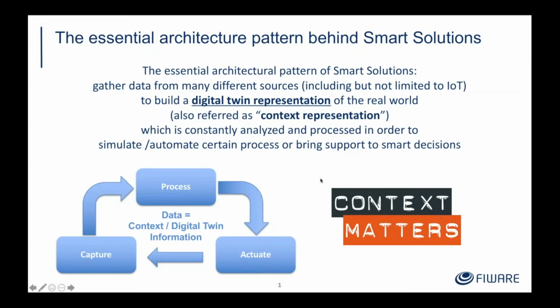And that is the fact that all of them are about gathering data from many different sources, including but not limited to Internet of Things, to build a digital twin representation of the real world. That digital twin representation, also referred to as context representation, is what is constantly analyzed and processed in order to simulate or automate certain processes and bring support to smart decisions. And this is a common pattern for any kind of smart solution you think about in the different domains, gravitating around this vision of managing data and creating a continuous feedback loop around that data.